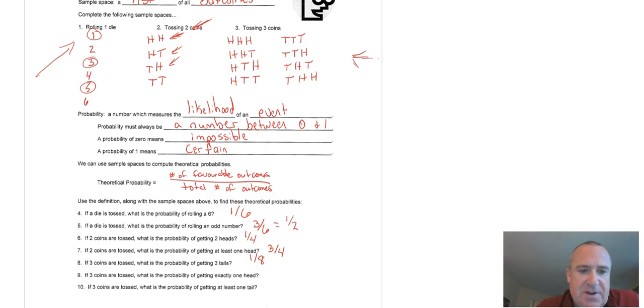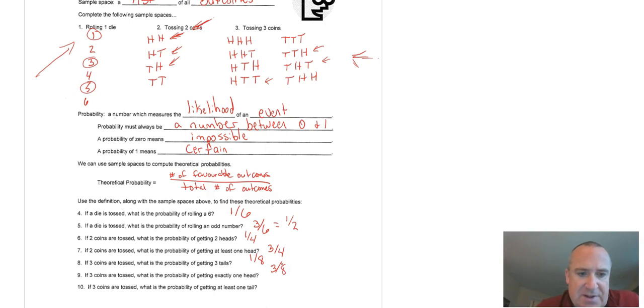If three coins are tossed, what's the probability of getting exactly one head? That would be, let's see, this guy has one, that guy has one, and that guy has one. So there's three of them. So 3 out of 8.